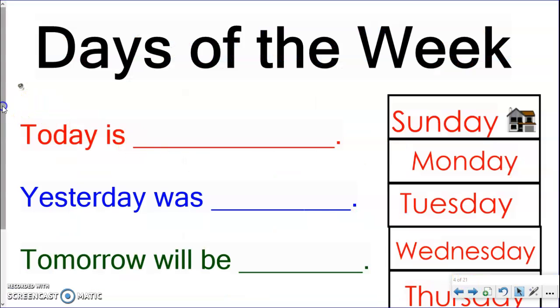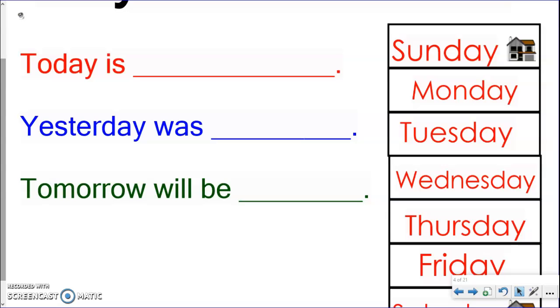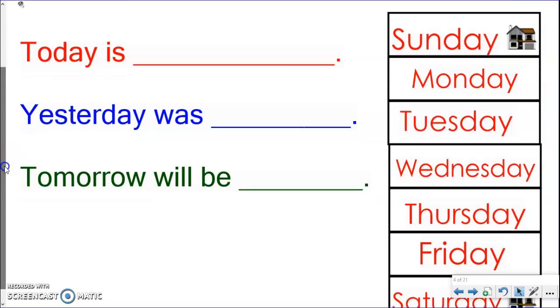Let's go here and fill out days of the week. So we said today is Thursday. Let's find Thursday. If we don't know, we can sing our song to get to Thursday. There's Sunday and there's Monday. There's Tuesday and there's Wednesday. There's Thursday. Oop, look, we found Thursday.